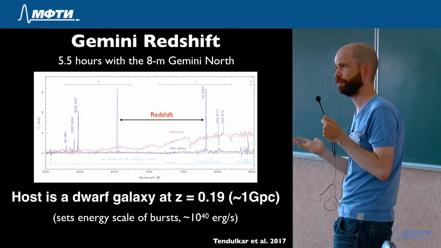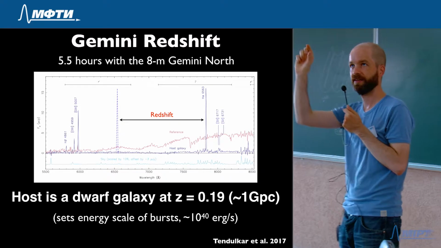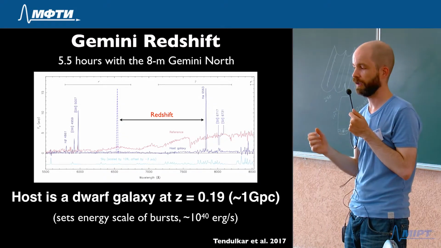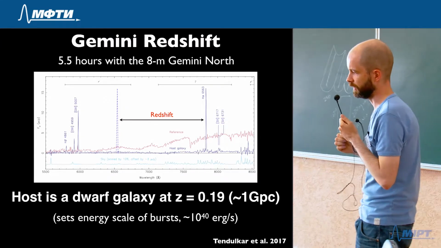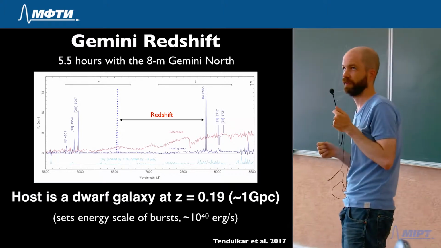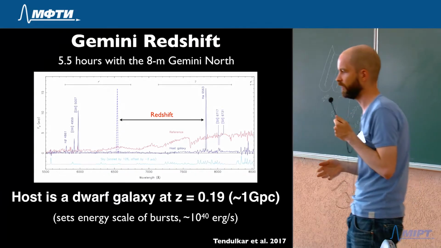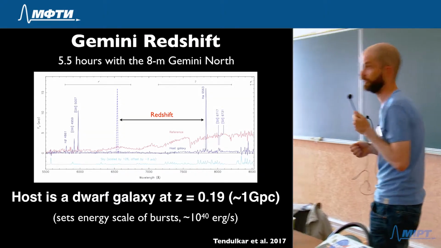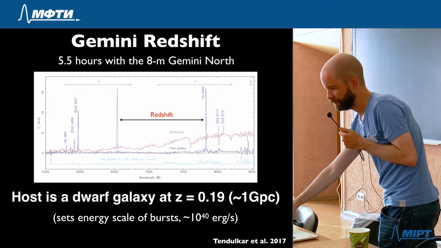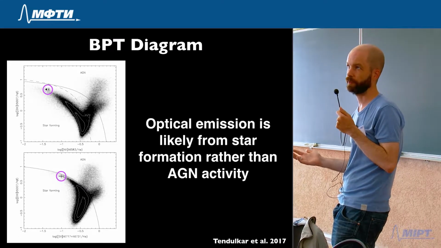Using a dispersion measure for a distance estimate has the unfortunate issue that we need to guess at how much dispersion measure is coming from the host galaxy, and that's quite uncertain. Whereas here we get the redshift directly. And this sets the energy scale of the bursts. So now that we know the distance and we know how bright the observed bursts are, we know what the energy scale is. And it's quite large, it's 10 to the 40 ergs per second or so. The optical emission is coming from star formation. It's not coming from an AGN.